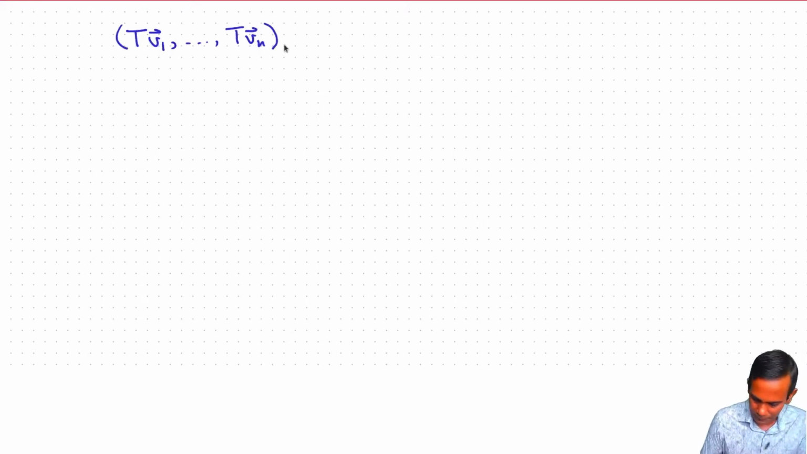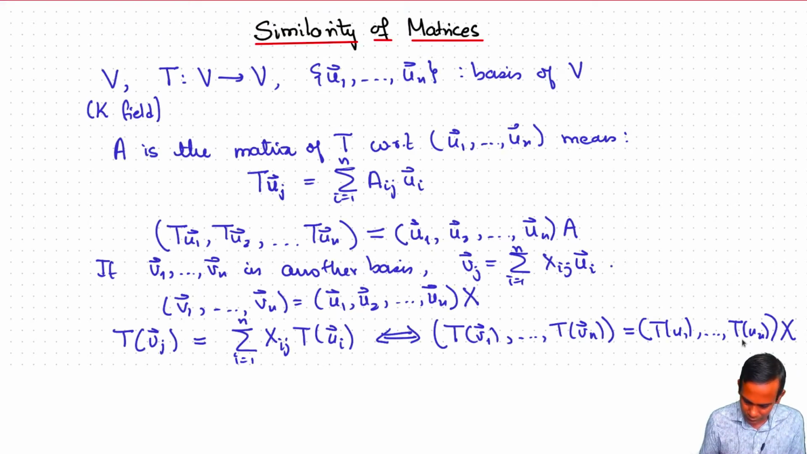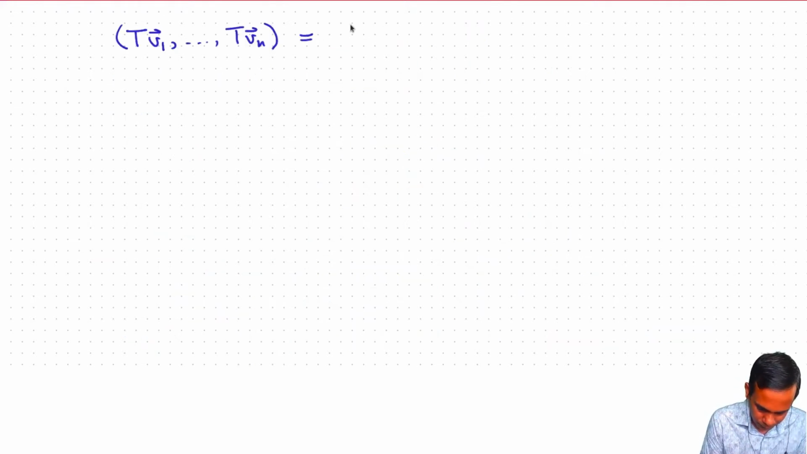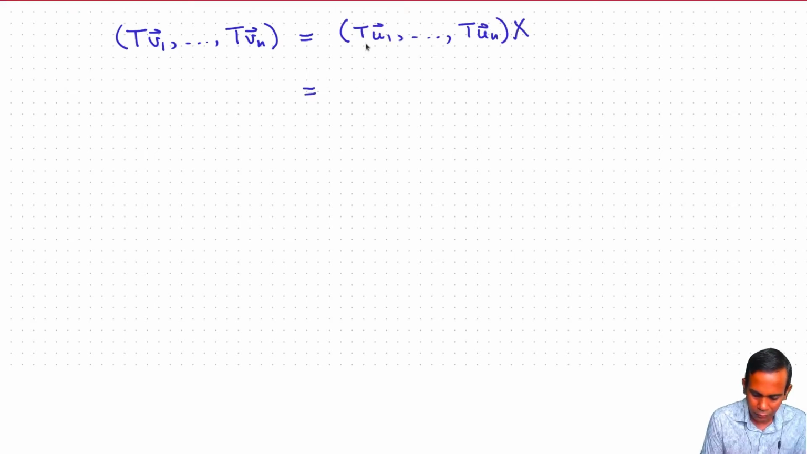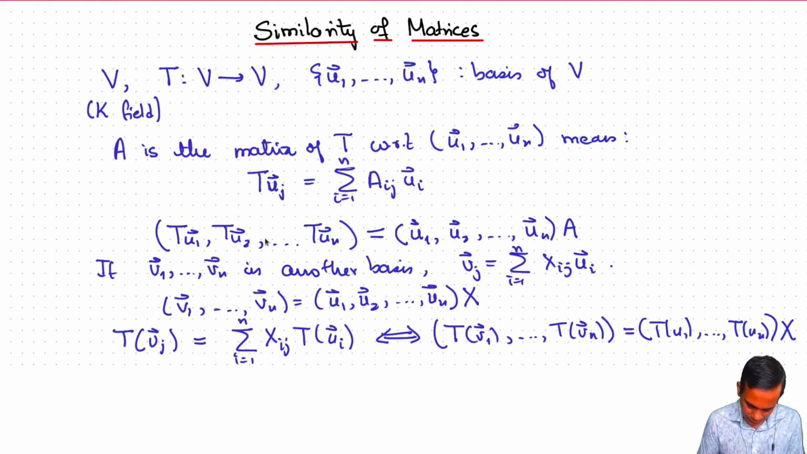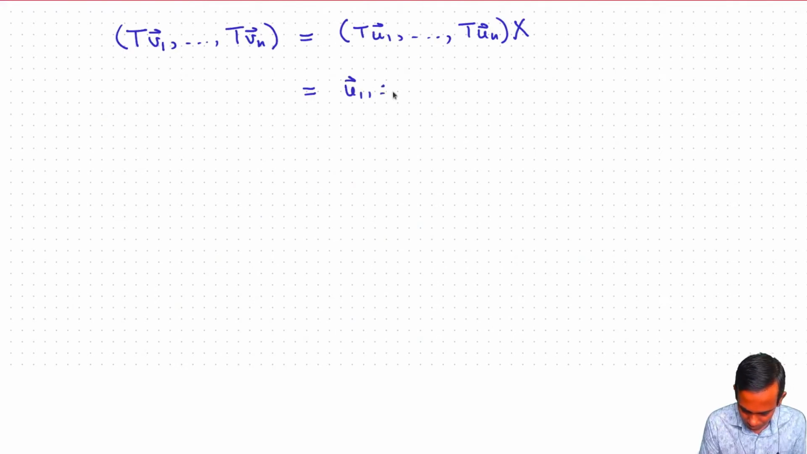Okay, so now we are ready to write down the matrix of T with respect to the new basis. So what we need to figure out is how to write Tv1, Tvn in terms of v1, v2, vn. Recall, Tv1, Tv2, Tvn is this Tu1, Tu2, Tun times X. But now we know what Tu1, Tu2, Tun is. Over here we've written it down. It's u1, u2, un times A. So we have times A times X.